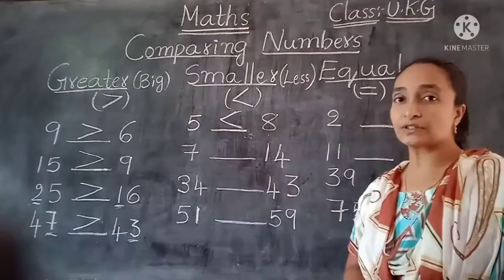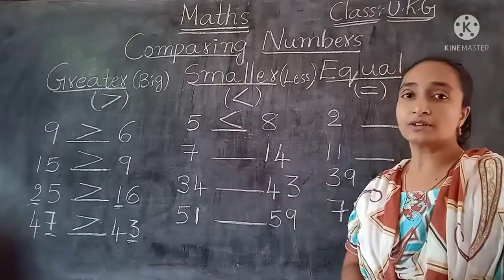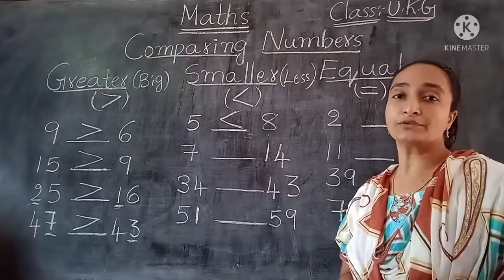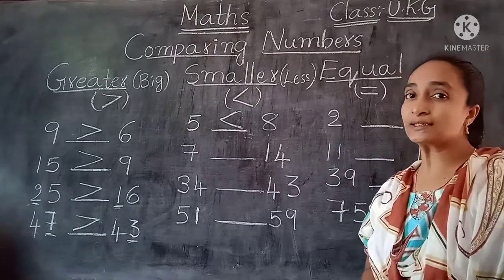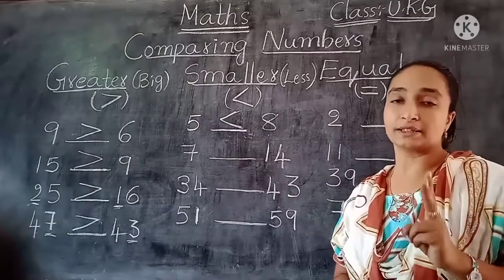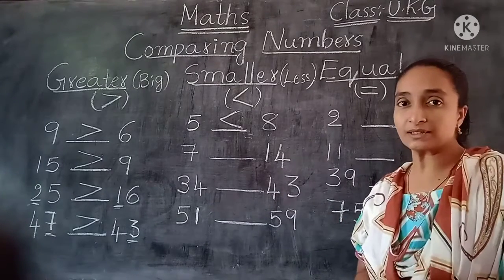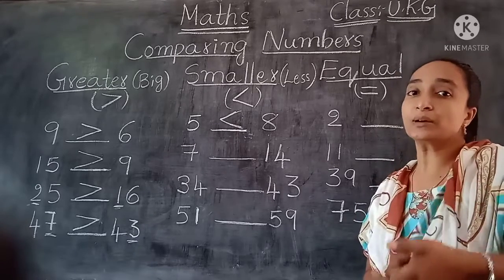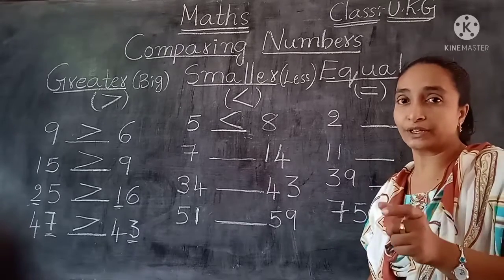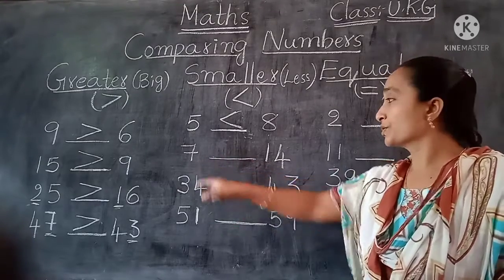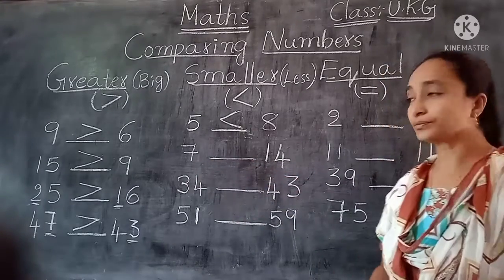Now next one, see children. So here we have the 7 and here we have the 14. 1, 4, 14. So 7 is a 1 digit number and on the other side we have a 2 digit number. So which will be the less number? We are finding only the less number now. The small number we have to find out first. So obviously the single digit number is the small one. So 7 is the small.